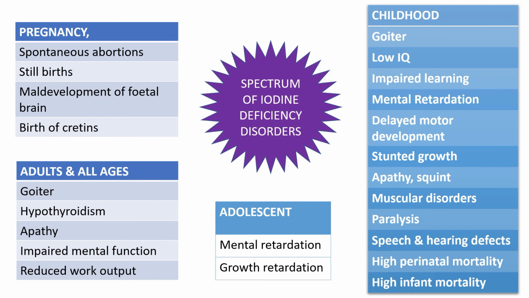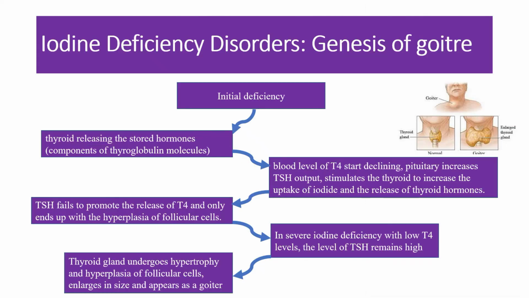Among the adolescents, there could be both mental and growth retardation, while in adults and all ages, it can present as goiter, hypothyroidism, apathy, impaired mental function, and reduced work output.